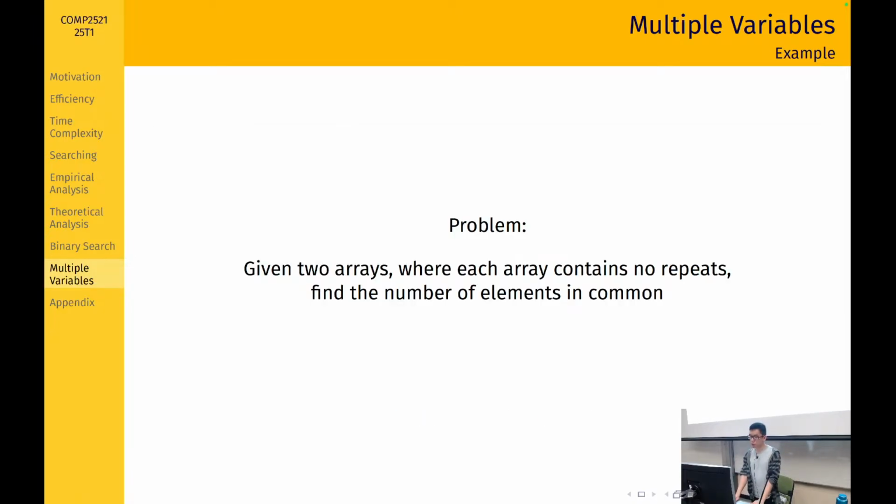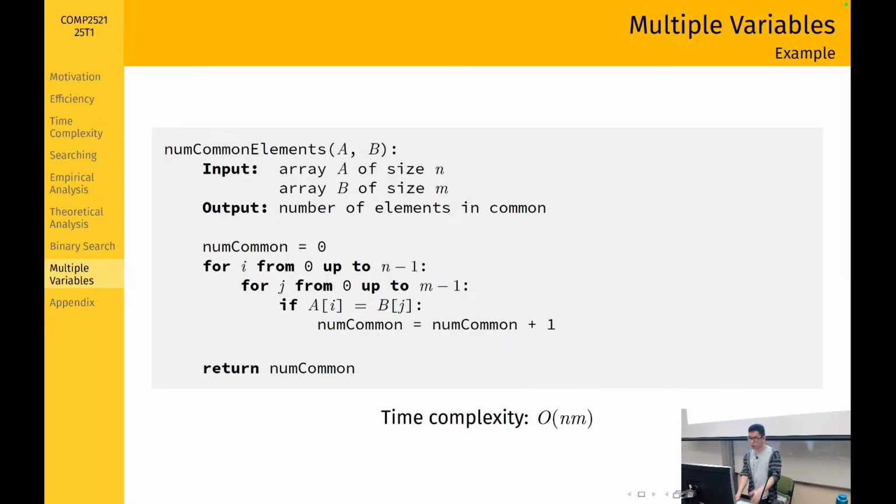Okay, so we have two arrays. Each of them doesn't contain any repeats, but we're going to find how many elements they have in common. Here is an algorithm that we can use to solve that. First we have a for loop that loops through the first array, from 0 up to n minus 1. We have an inner loop that loops from 0 up to m minus 1.